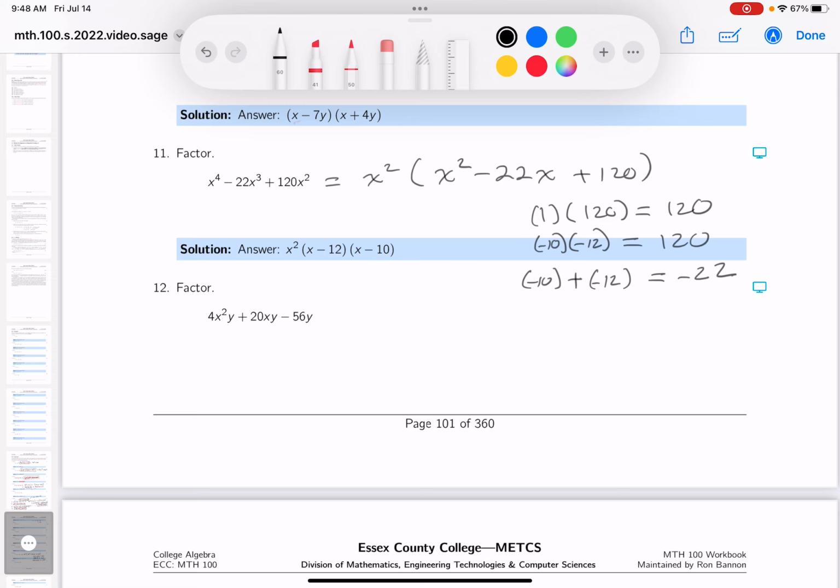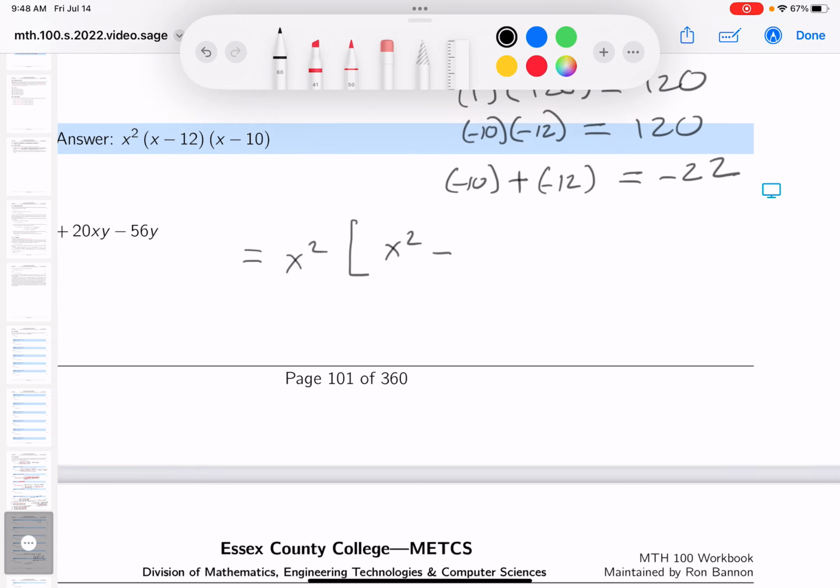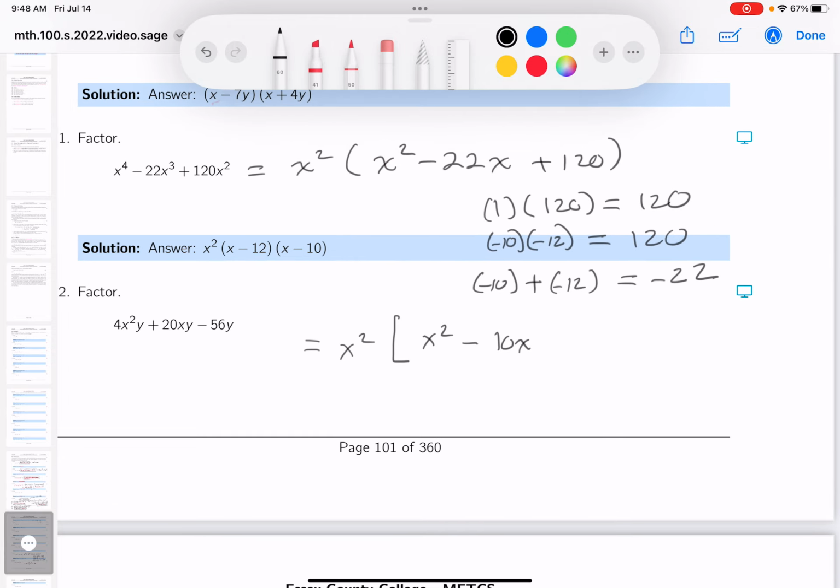What do you got to do? Well, you got to use this over here and split the middle term into two terms. So you get x squared, and the middle term into two terms: minus 10x minus 12x plus 120.